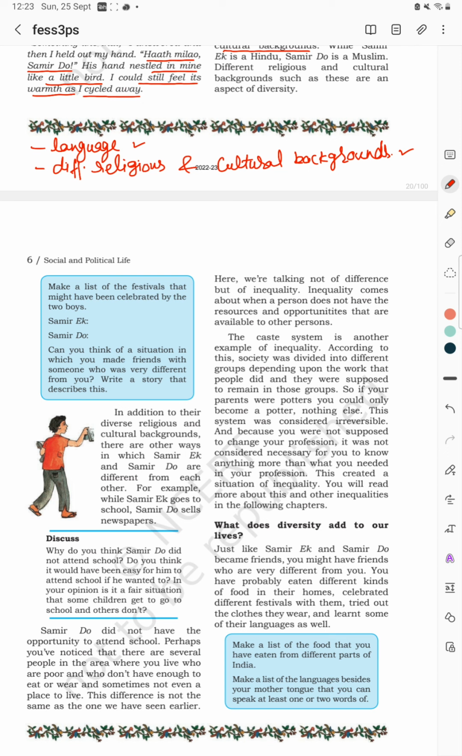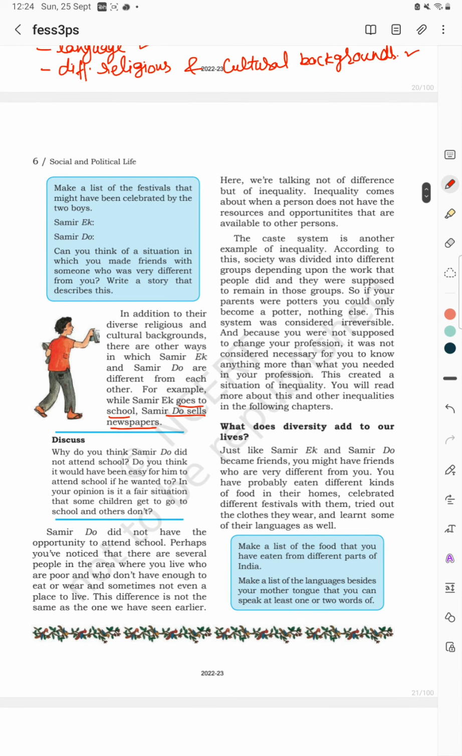For example, Sameer Ek goes to school and Sameer Do sells newspaper. Now, why do you think Sameer Do did not attend school? Do you think it would have been easy for him to attend school? So let's try to answer this question.